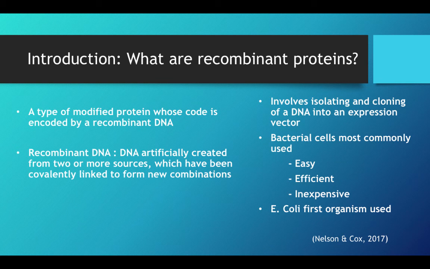The protein is then expressed in protein expression systems such as bacteria, yeast, insect, or mammalian cells. Bacterial cells are the most commonly used as they are easy, efficient, and inexpensive to culture. In fact, E. coli was the first organism used in recombinant DNA technology and is still the most common host cell used today.